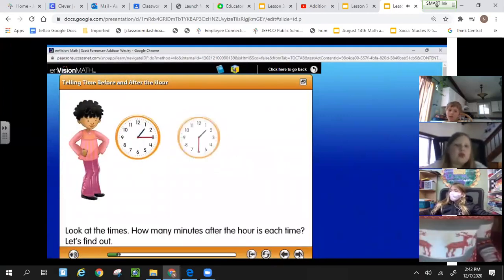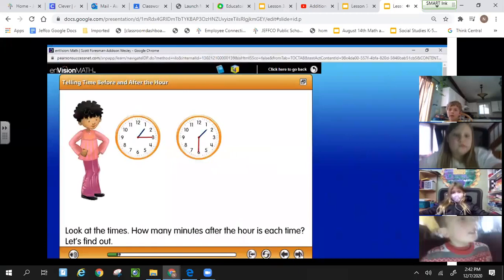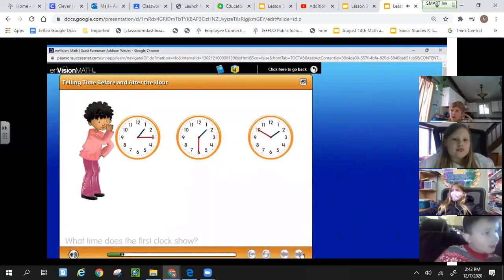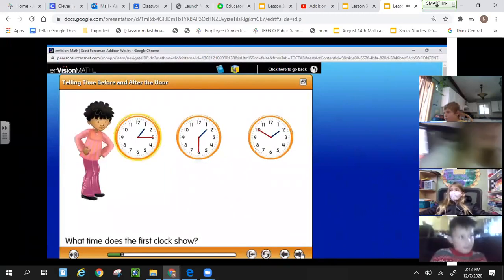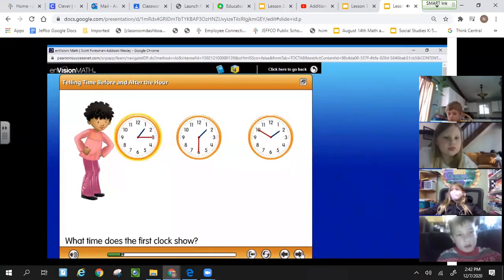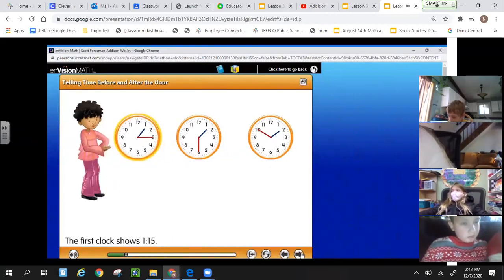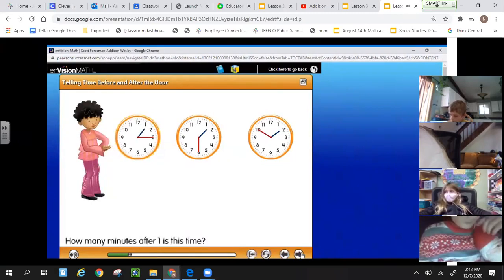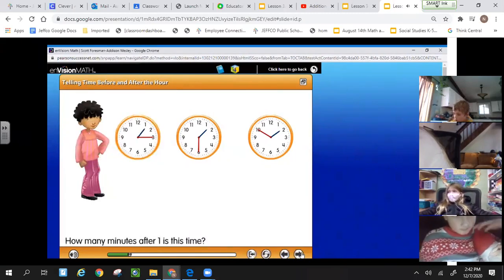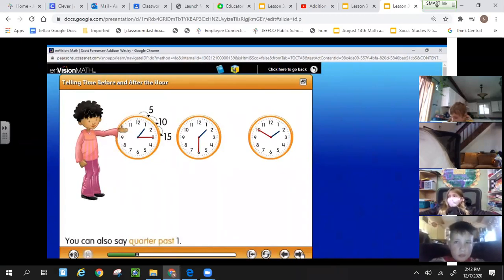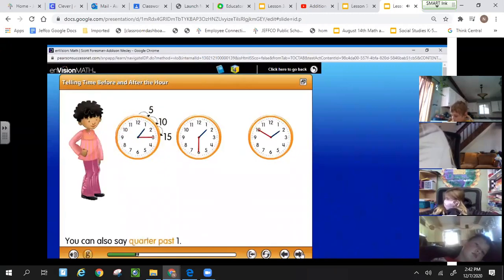Look at the times. How many minutes after the hour is each time? Let's find out. What time does the first clock show? The first clock shows 1:15. How many minutes after 1 is this time? It is 15 minutes after 1. You can also say 1:15.